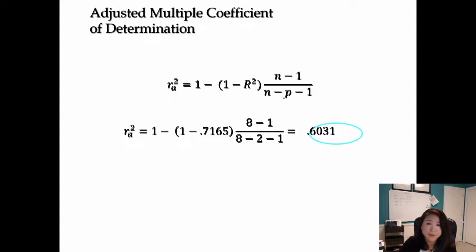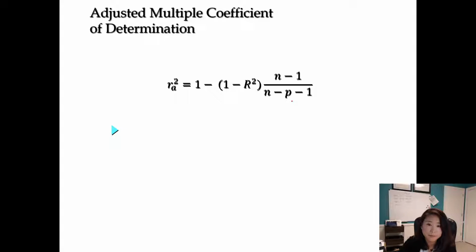P is the number of x variables you have in your model. And the R squared is the R squared we learned just two slides ago. So you can see adjusted R squared is related to R squared and to the number of predictors.